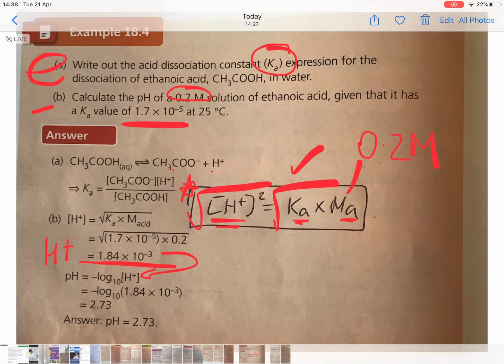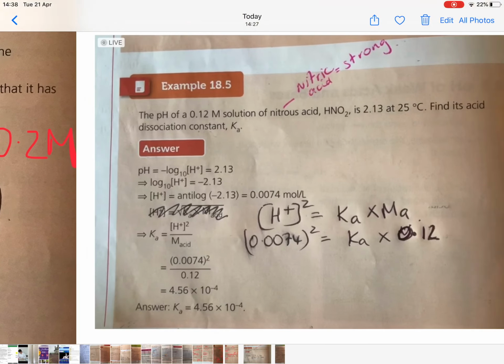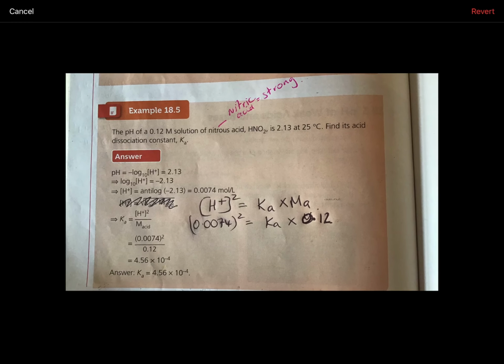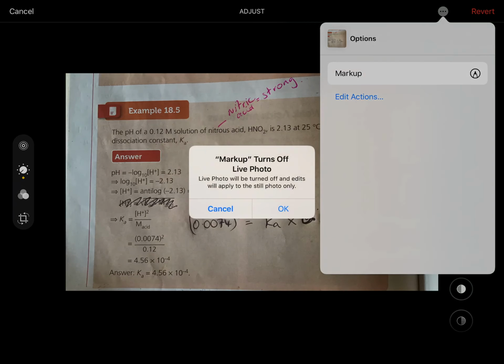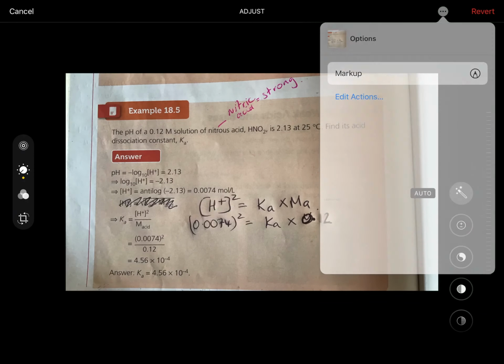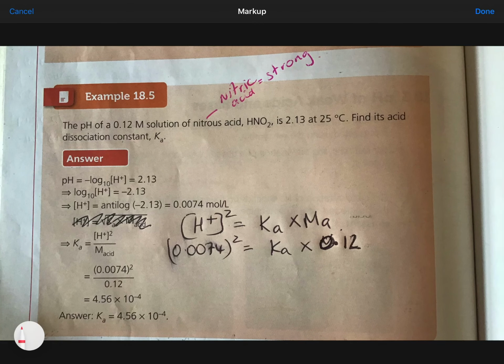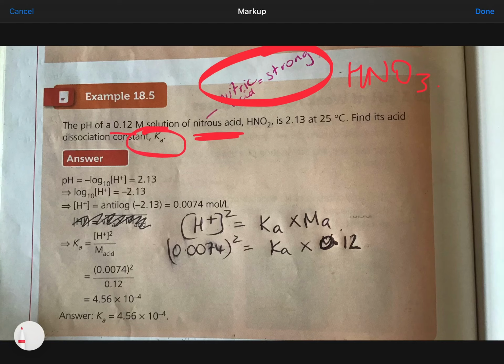Okay? So remember, the minute you see a HA value, you are straight away thinking, oh yeah, this must be a weak acid. Now, here they're asking you to calculate the pH of a 0.2 molar solution of nitrous. Lads, be careful that you don't mix up nitrous with nitric. Nitric acid, HNO3, is a strong acid. Nitrous acid is a weak acid. How do I know here? Because it's asking me to find its Ka value. So I know it's weak.